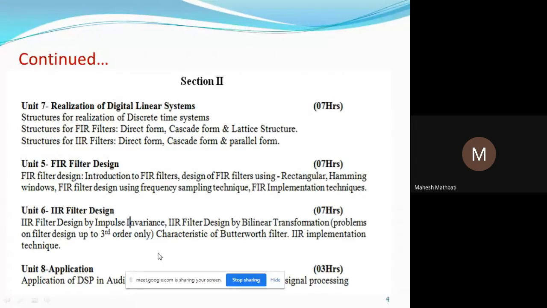It is IIR filter design by impulse invariance, IIR filter design by bilinear transformation, in bracket problems of filter design up to third order only, characteristics of Butterworth filter, IIR filter implementation technique.